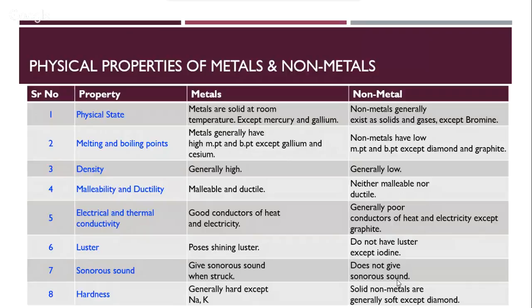Metals are very conductive, and they conduct both heat and electricity. Non-metals only conduct in graphite. All other non-metals are very poor conductors or bad conductors. Lustre is basically the shine that we have. So you'll find that metals possess this lustre, whereas non-metals do not, except for iodine, which is in solid state.